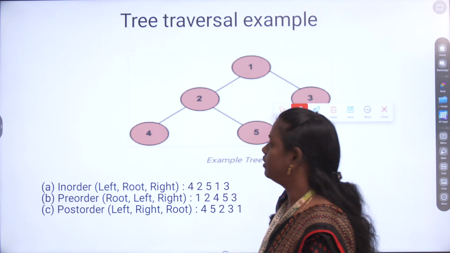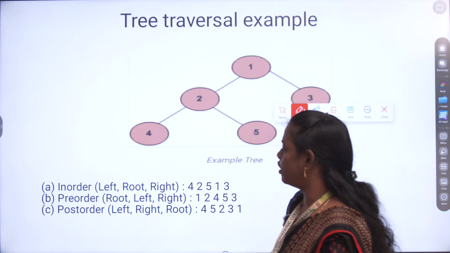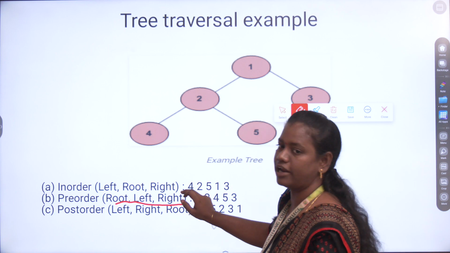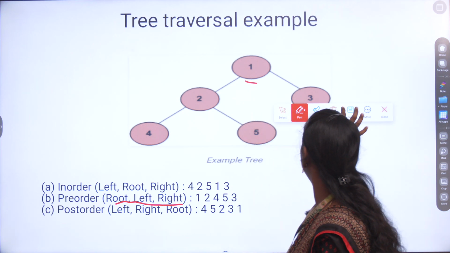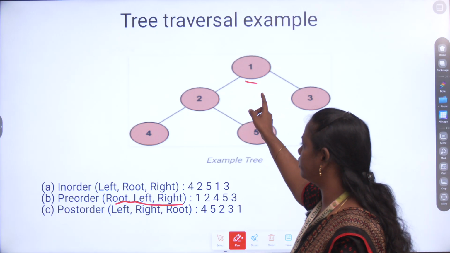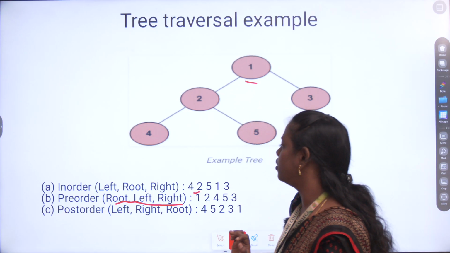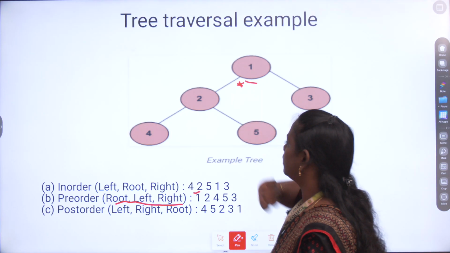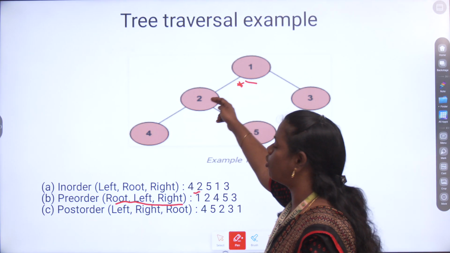Next is pre-order. Pre-order means first we need to visit root, left and then right. So first I am going to visit the root node. Here the root node is 1. So first I am going to mark it as visited. After visiting the root node, I need to move on to the left side.